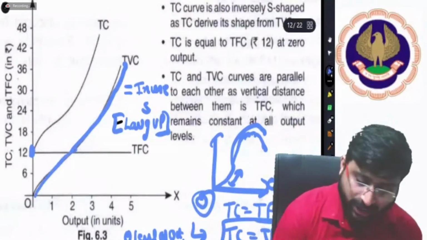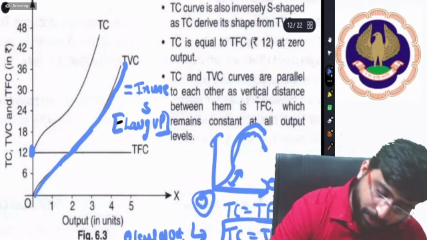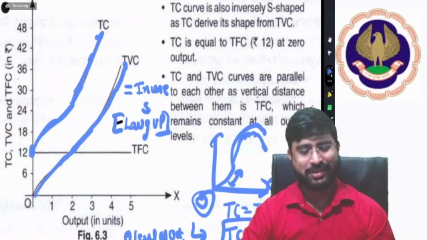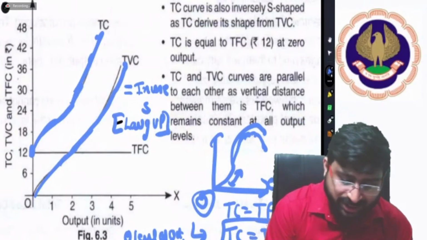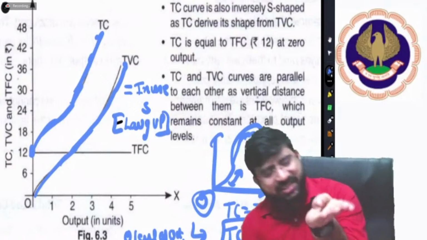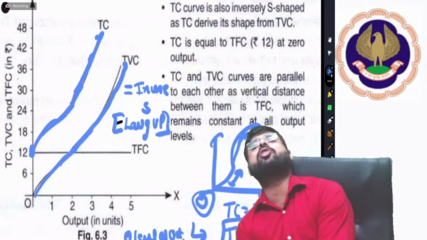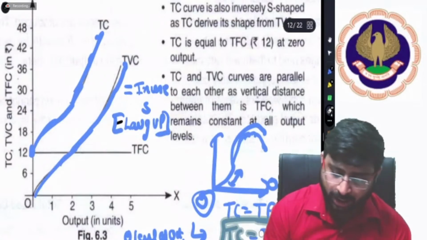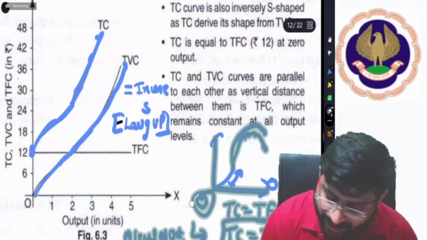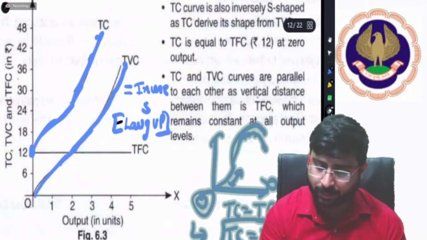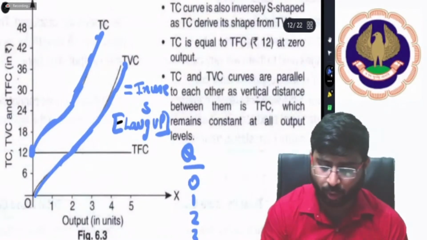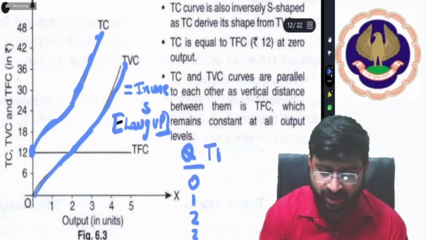You can see the shape of TVC. So the shape of TC is also like the shape of TVC. Why, sir? Because TFC is constant, so whatever change is taking place in TC is because of TVC. Sir, we did not understand. Let me show you a simple table. It will make things clearer. Look at this table now. Suppose this is the quantity level: 0 quantity, 1 quantity, 2 quantity, 3 quantity. Now total fixed cost is as usual fixed at 100 rupees.